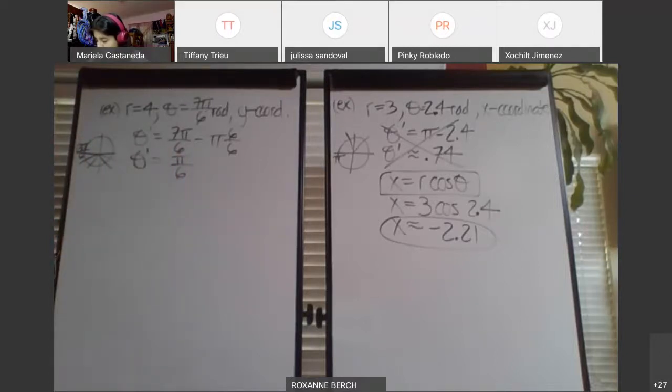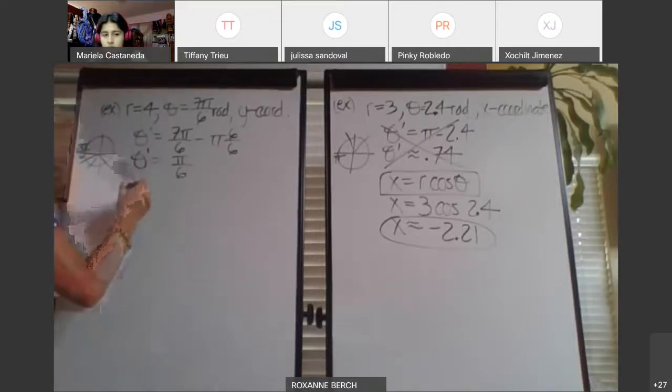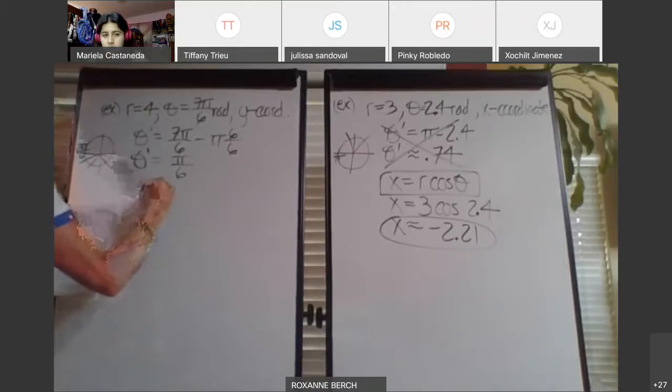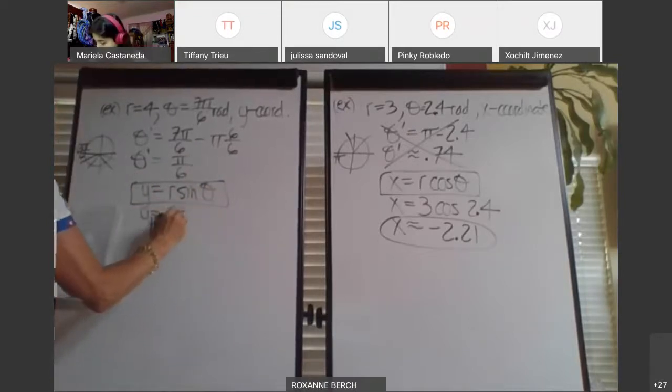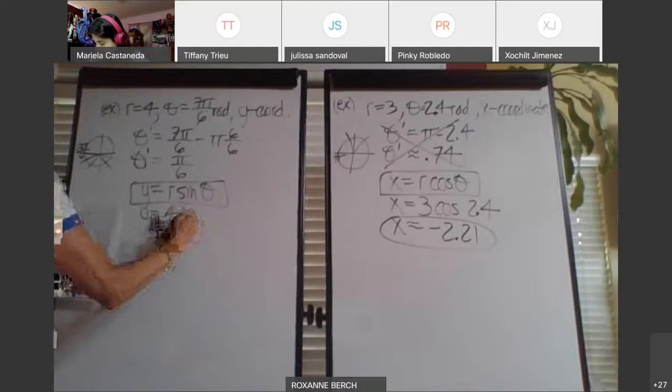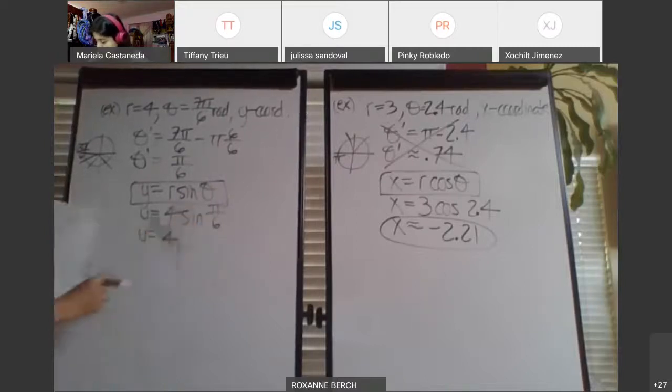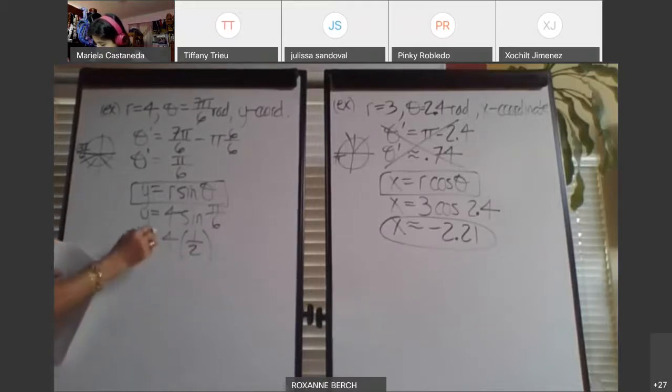Okay, so now they want us to find the y coordinate. So y is equal to r sine of theta. So 4 sine of pi over 6, you must do this by hand. So what's the sine of pi over 6? Well, it's the y value, right? Which is 1/2. So you can cross cancel, and the answer is 2.